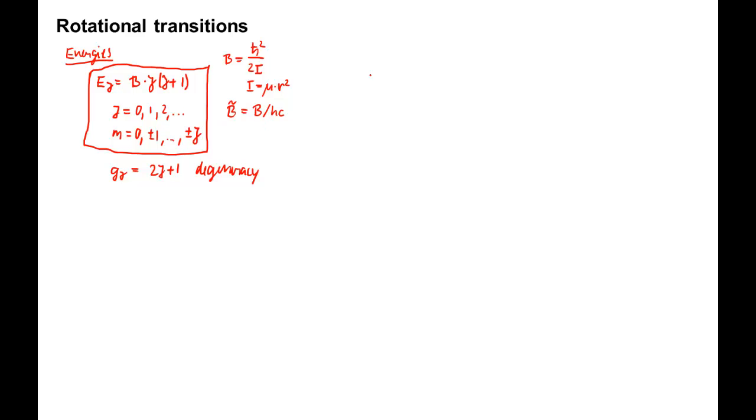Let's plot the energy level diagram. This is the energy. It starts at 0. For J equals 0, we get one level at the energy of 0. For J equals 1, we get 3 levels at the energy of 2B.